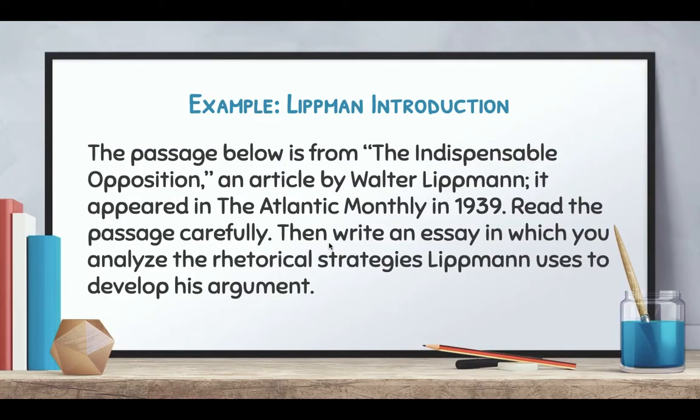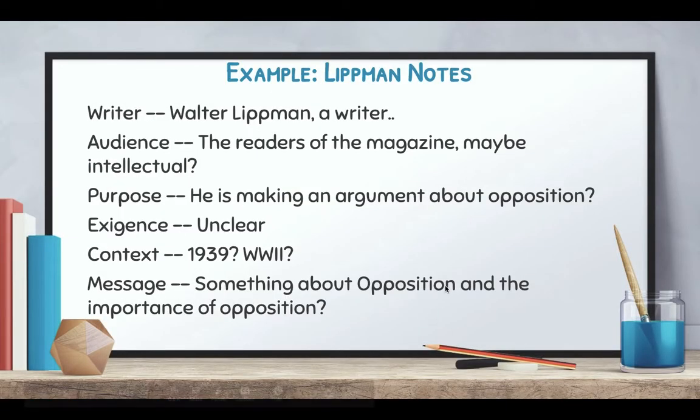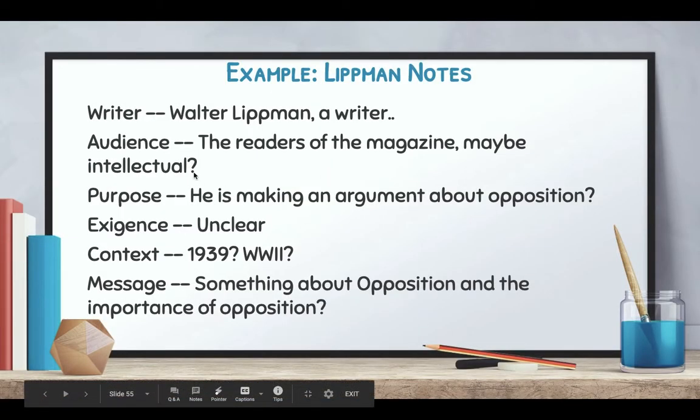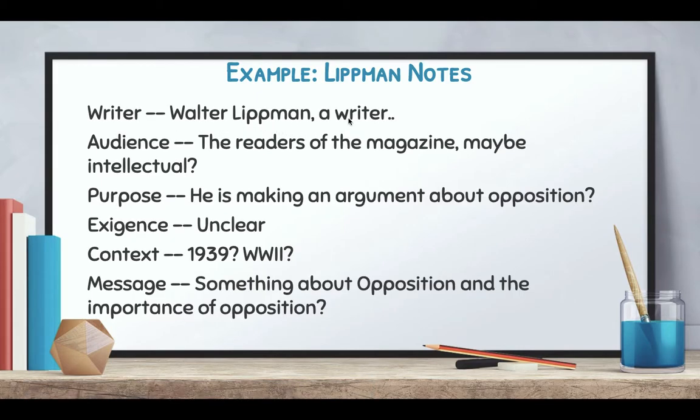So here's the Lippmann introduction, and you can pause the video and read it, but you've already read it before. And I'll show you, if I was just going to do an example of these notes for Lippmann, what I would do. So on a separate piece of paper, just handwritten, I would write who the writer was. He's Walter Lippmann. He's a writer for The Atlantic. The audience, the readers of the magazine, maybe they're intellectuals.